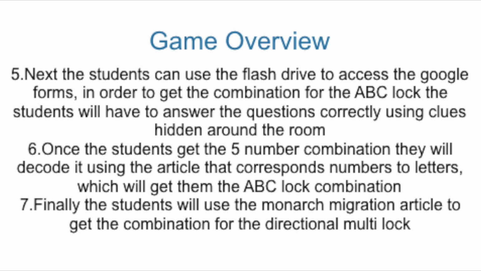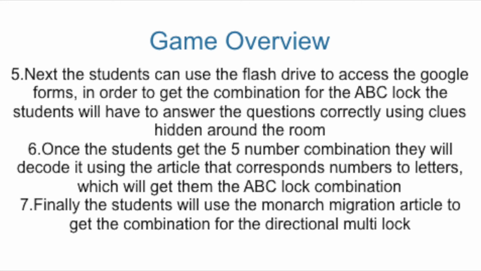Next, the students can use the flash drive to access the Google Forms to get the combination for the ABC lock. In order to get this, the students will have to use clues hidden on articles and images around the room to get the correct answers. Once the correct answers are submitted, the students will receive a 5-number code. Once the students get the code, they will decipher it using the article that corresponds numbers to letters, which will get them the combination for the ABC lock.